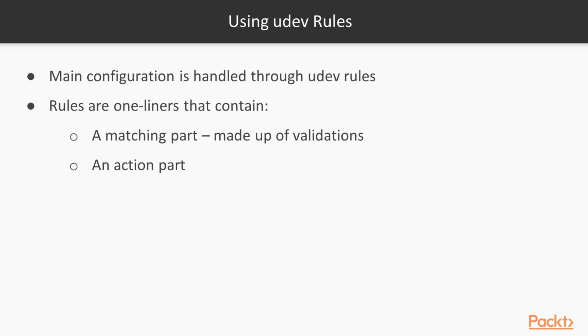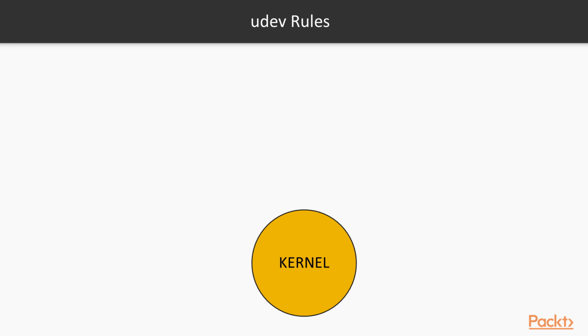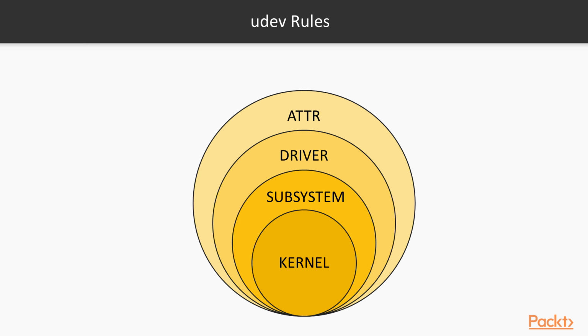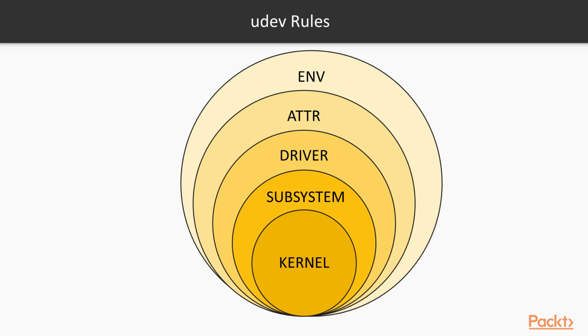Now let's step ahead and see how to use udev rules. The main configuration of udev is handled through udev rules. These rules are one-liners that contain a matching part and an action part. The matching part is made up of validations that are executed against the events that udev receives from the Linux kernel. This is based on key or value pairs that are obtained from the event and include the kernel-provided device name, device subsystem, kernel driver, specific attributes, and environment variables that are active.